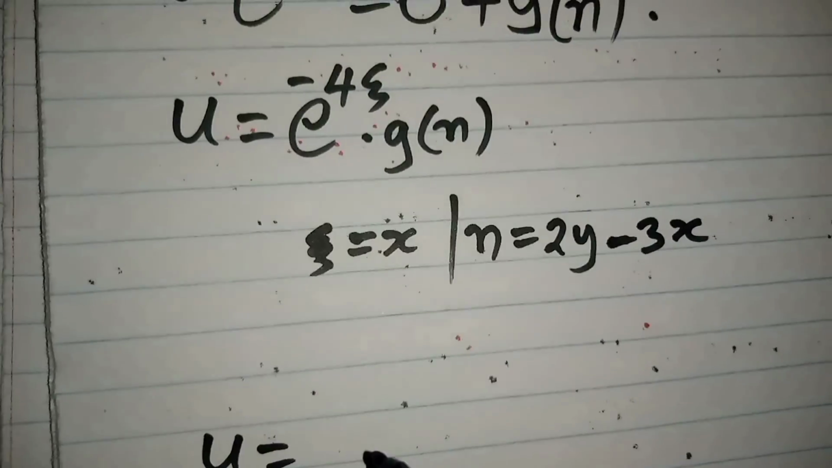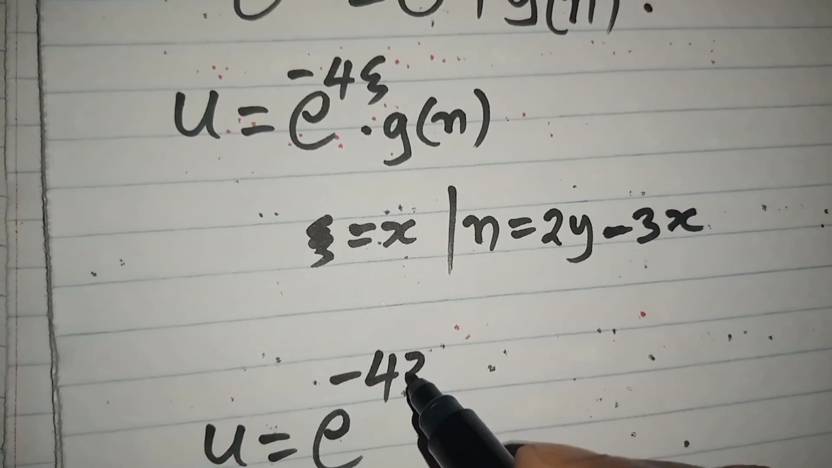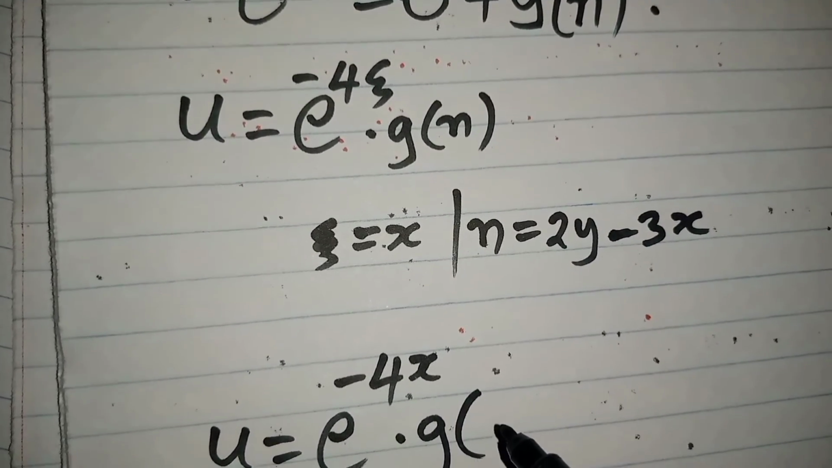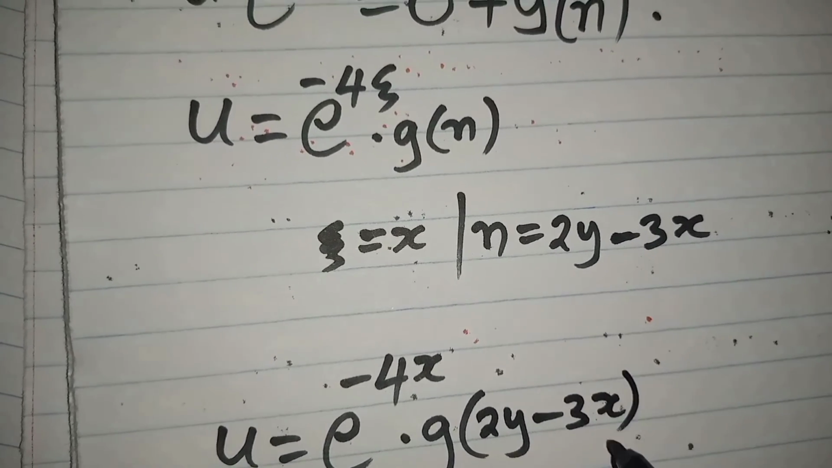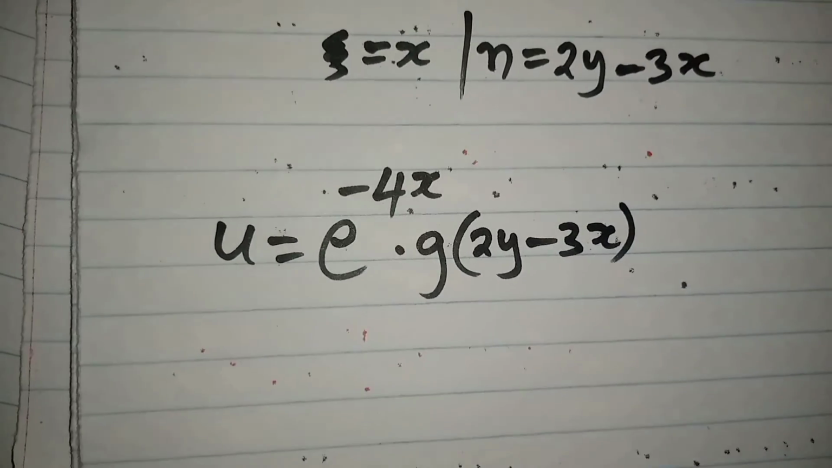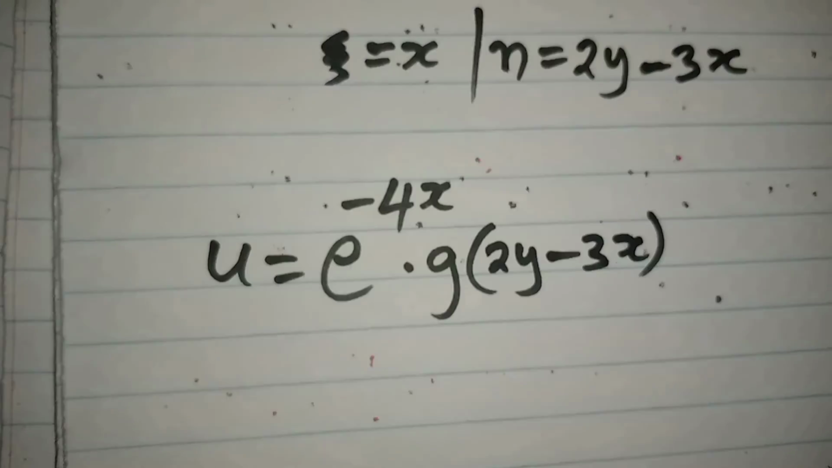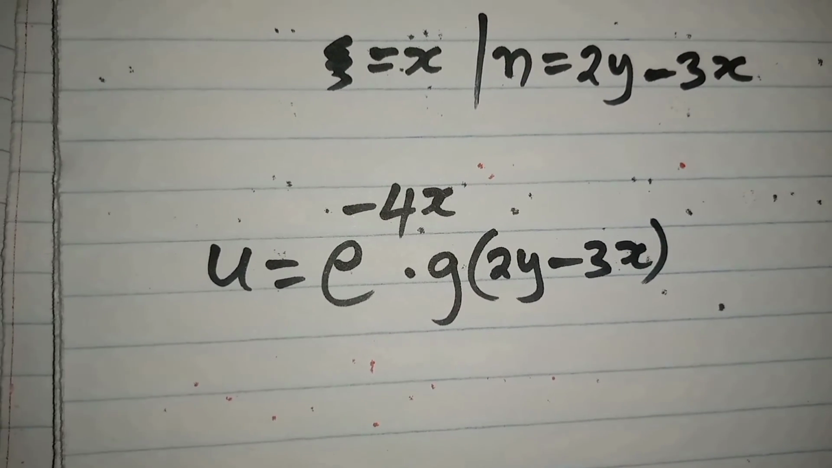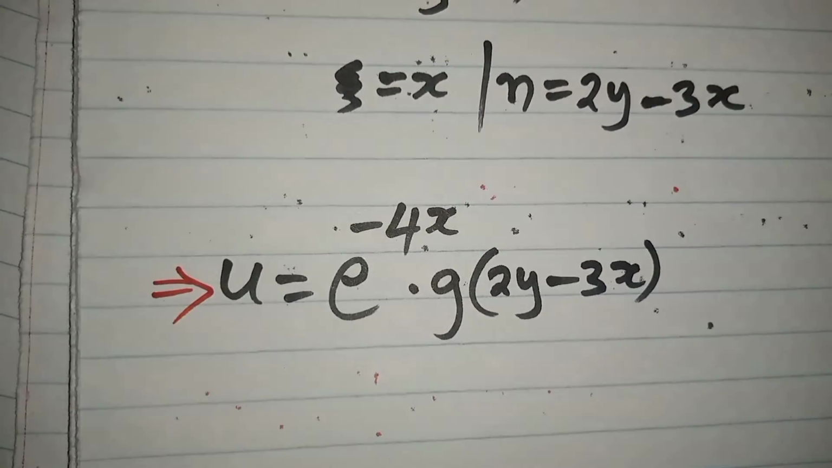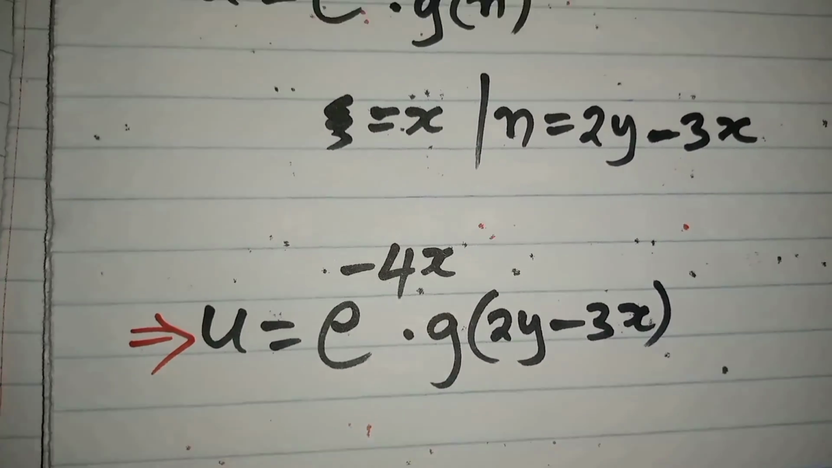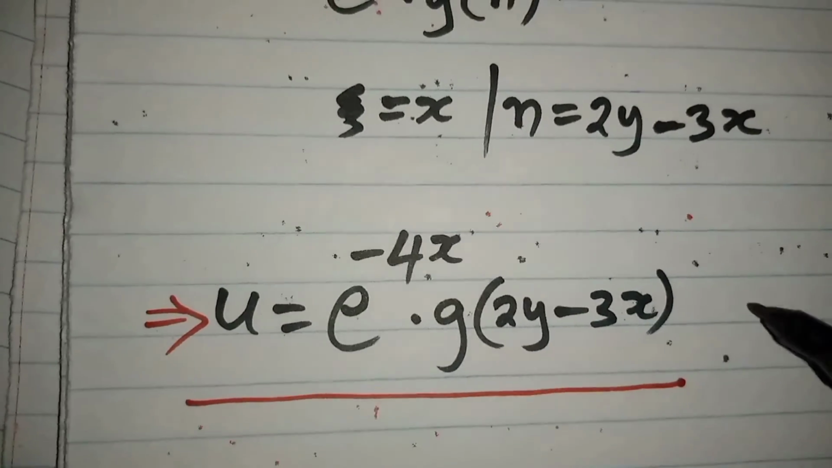Therefore, our u will be equal to exponential negative 4, where there is xi we put x, multiplied by g of nu, and nu is 2y minus 3x. Once we substitute like that, we have u equals exponential negative 4x multiplied by g of 2y minus 3x. So this is the solution that we were looking for. This is the solution of the PDE.